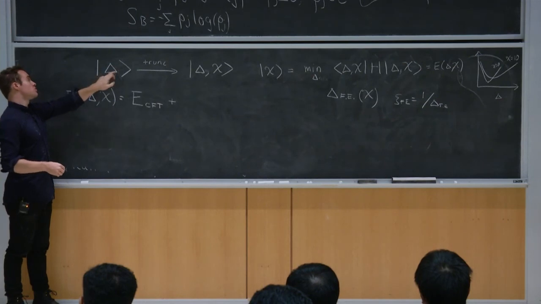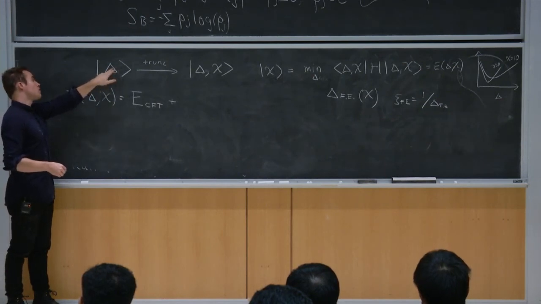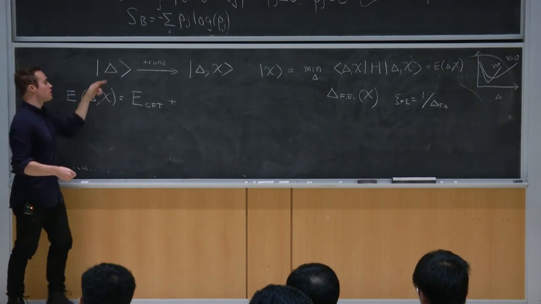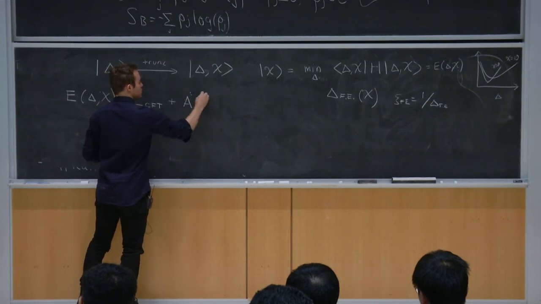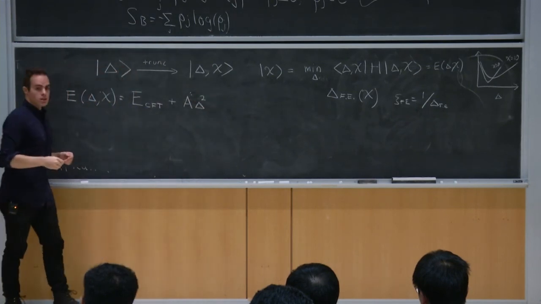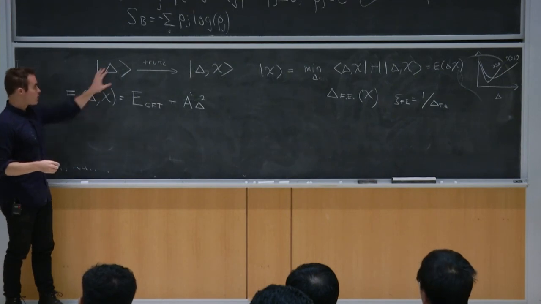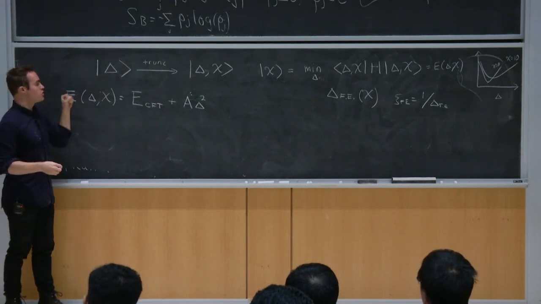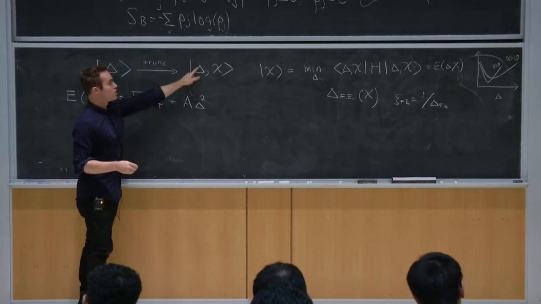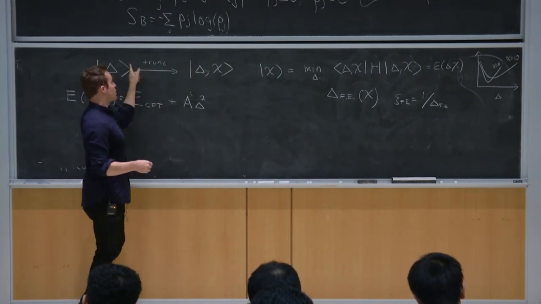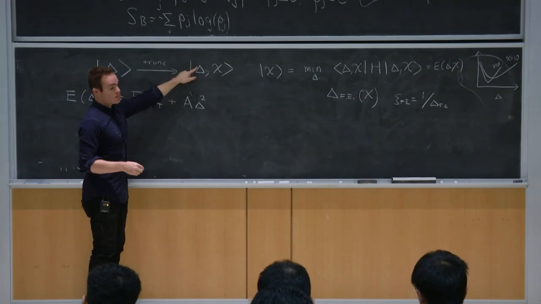What is the energy density introduced by approximating the ground state of the CFT by a gapped one? And that's actually known to take the form A delta squared. There's a scaling argument for that. So that's the energy introduced here. And then there's a second energy cost I'm going to get by truncating this state.